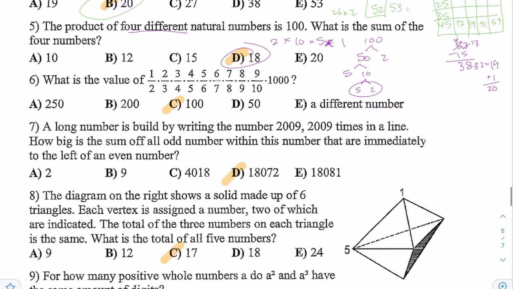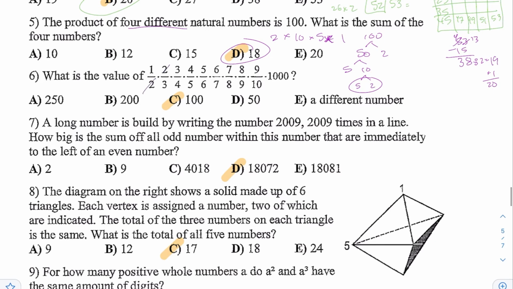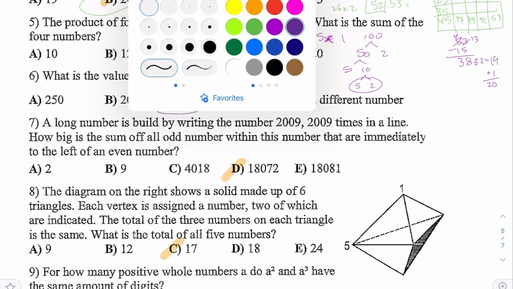Next, for number 6, what's the value of 1/2 times 2/3 times 3/4 times 4/5, etc.? Here you can see that it's a telescoping series because the numerator cancels out with the denominator, and then the 10 will cancel out one of the zeros, so you just have 100 left over, choice C.